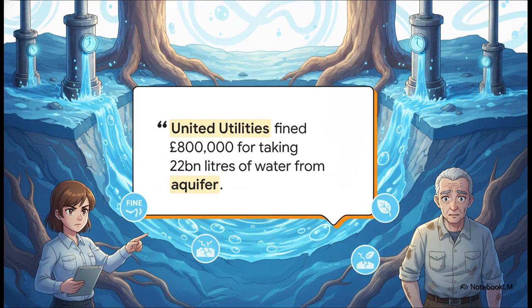Just look at this Guardian headline. United Utilities was recently fined a massive £800,000 for unlawfully taking 22 billion liters of water from an aquifer. That is a staggering penalty, but it proves the vital point. Over-extracting threatens the delicate balance of these vital stores, and regulators are stepping in hard to protect our groundwater.